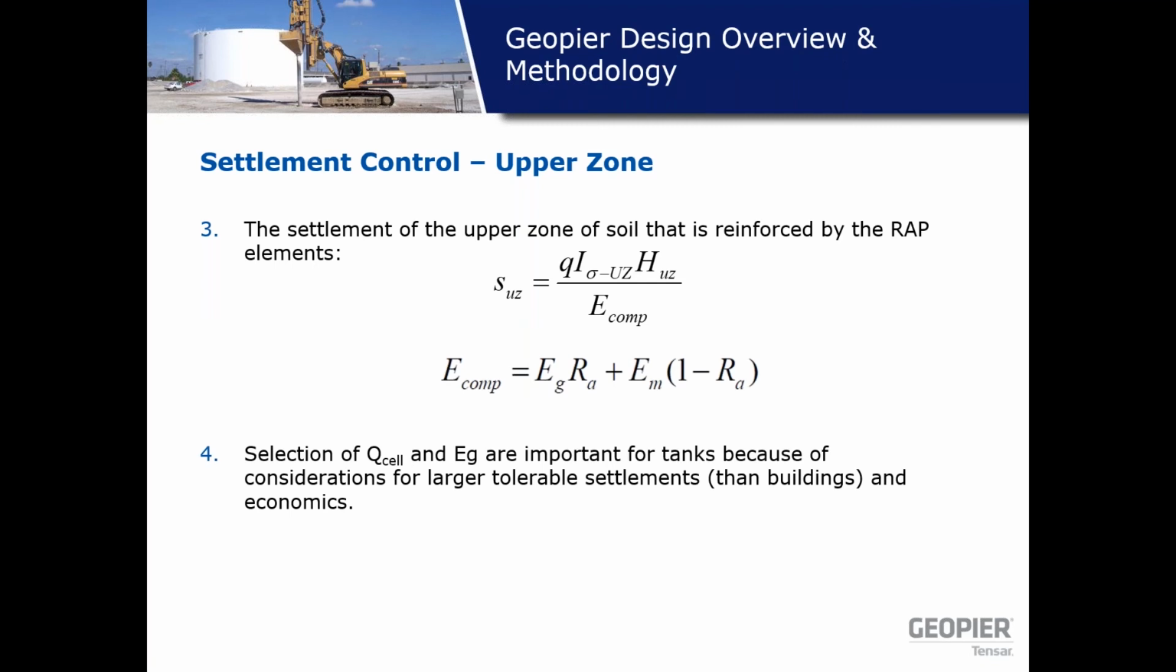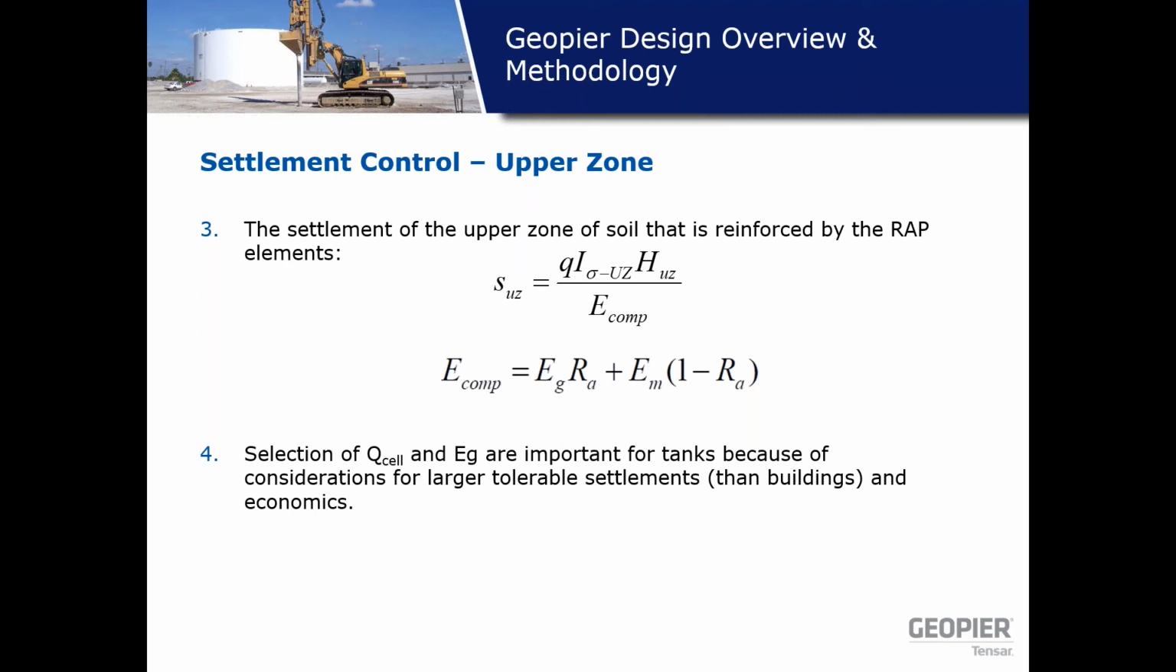The settlement of the upper zone is calculated using Hooke's law, which is Q I H over E comp. Q is again the pressure exerted by the tank. I is the influence factor. Using Boussinesq's theory, we can obtain the value of I, and H is nothing but the length of the Geopier element. E comp is calculated as E G R A plus E M times 1 minus R A.